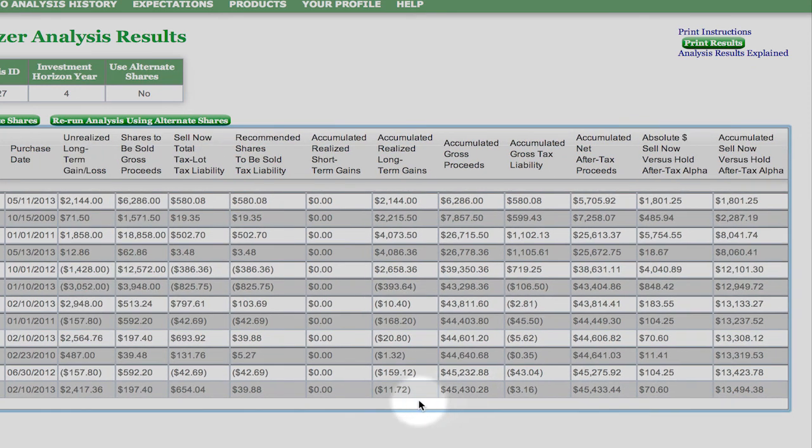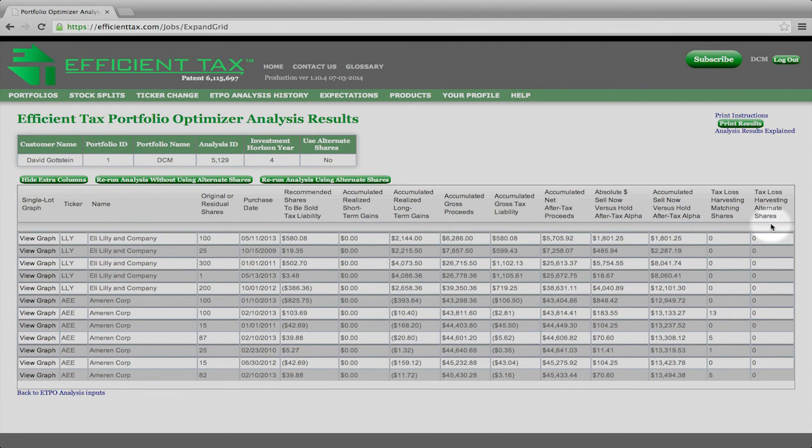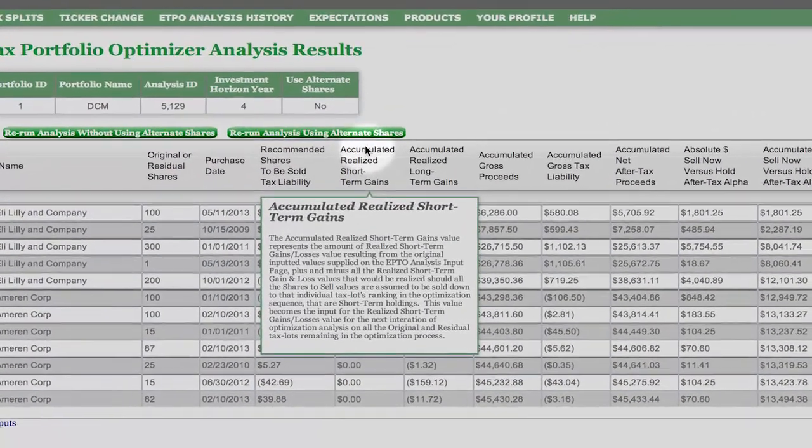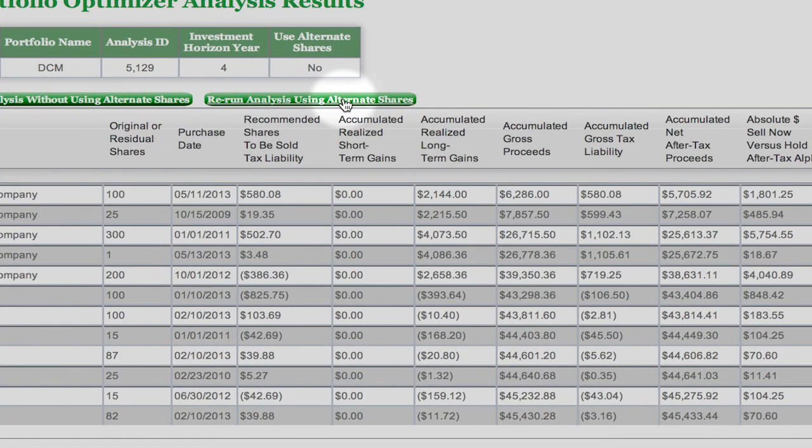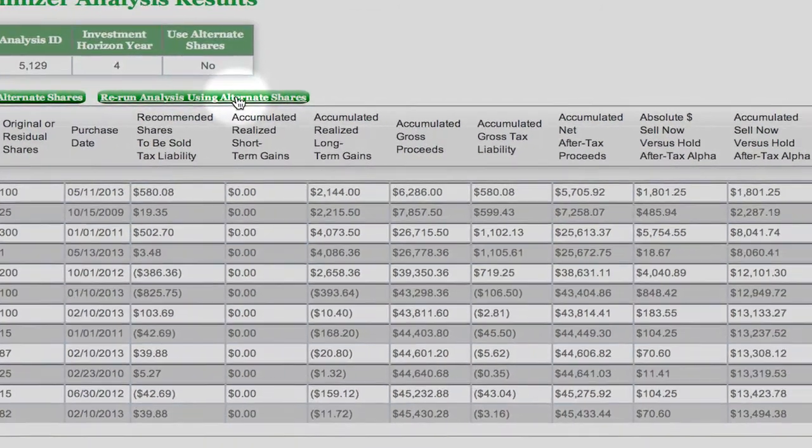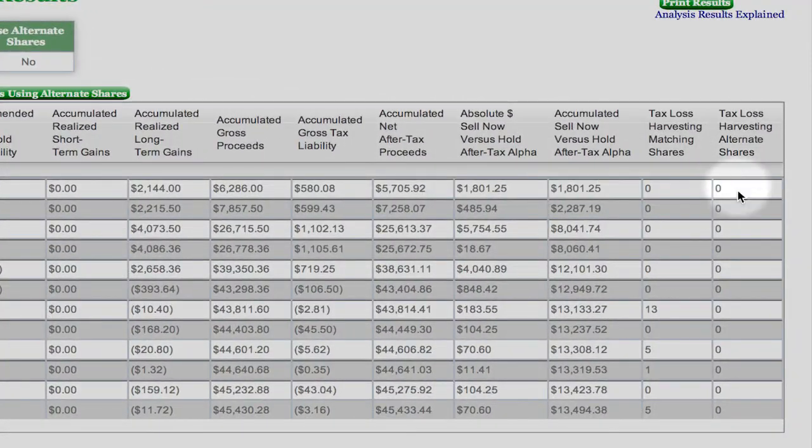The final column is only utilized if a user clicks the Rerun Analysis Using Alternate Shares button, whereby a new analysis is processed, making use of special tax loss harvesting opportunities at the very end of a tax year. This column contains the number of shares that may be sold by either offsetting long-term losses against short-term gains or short-term losses against long-term gains. This is for final stock sales for a tax year as allowed.